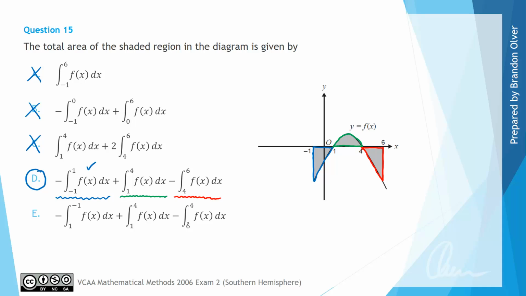E is almost the same, however they've swapped the terminals of this integral, so it's negative the integral of 6 to 4. That would already make the value positive by swapping the terminals, but then the negative here means we're subtracting away that area rather than adding it on. So that's a close distractor, and you'll see on the next slide that a few students did get tricked by that one.